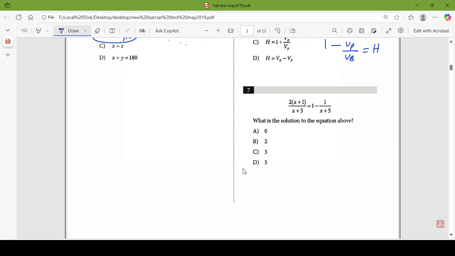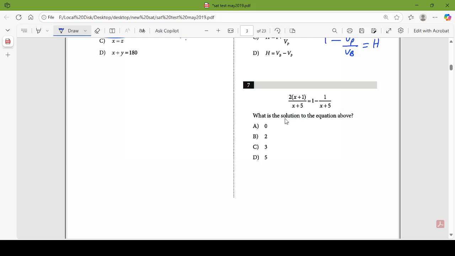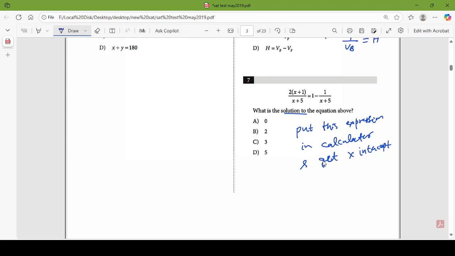Now in question number 7, they're looking for the solution. So again, you can use your calculator. Put this expression in calculator and get x-intercept, and that is your answer. You just need to put it, or you can solve it like you do in maths.